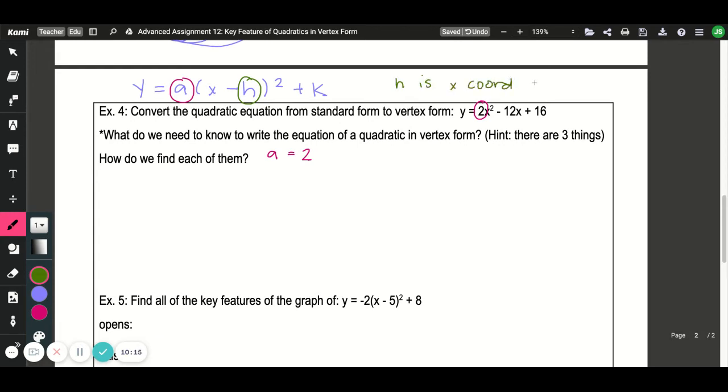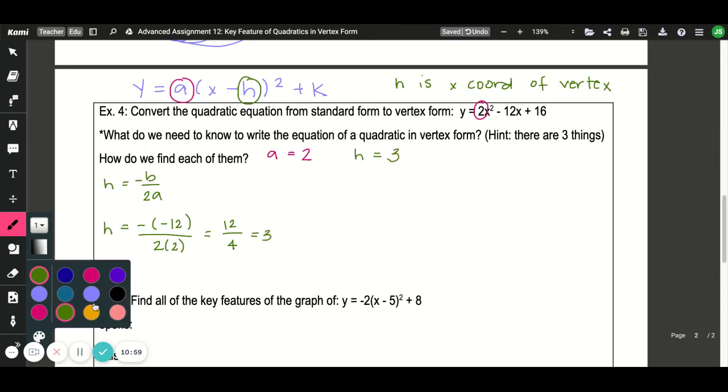And how did we find the x-coordinate of the vertex? We had an equation for that. h equals negative b over 2a. Remember when we found the vertex when it was in standard form? Negative b over 2a. So we're going to use that for this. So negative 12 divided by 2 times a. That becomes positive 12 divided by 4 is 3. So h is 3.